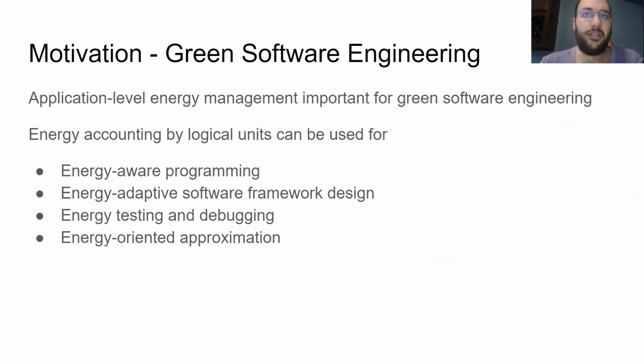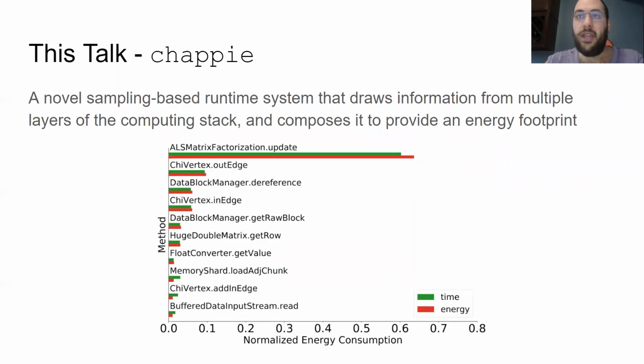Application level energy accounting is a fundamental part of green software engineering. An implementation of such an accounting system opens up avenues for energy-aware design, energy testing and debugging, and energy optimization. Today, we're going to be presenting an implementation of such a system called Chappie. It's a novel sampling-based runtime system that draws information from multiple layers of the computing stack and composes it to produce an energy footprint.